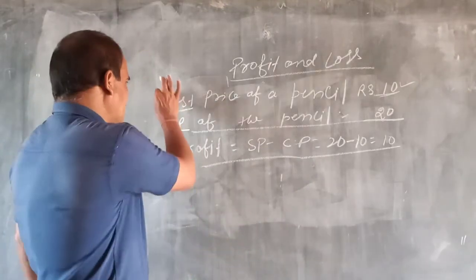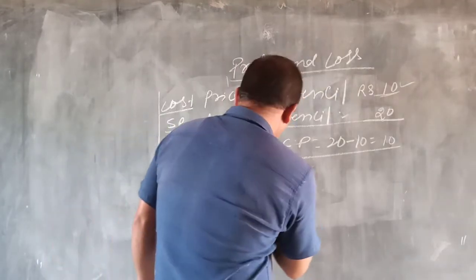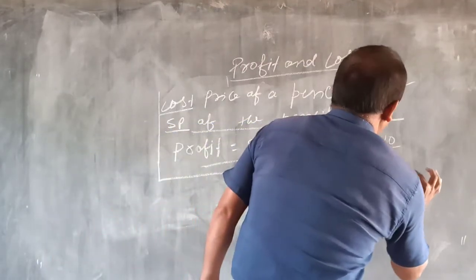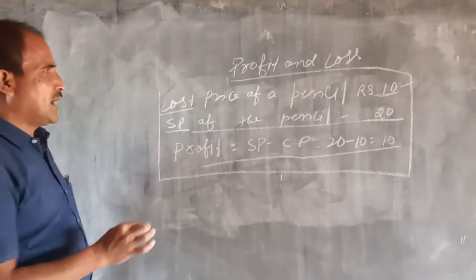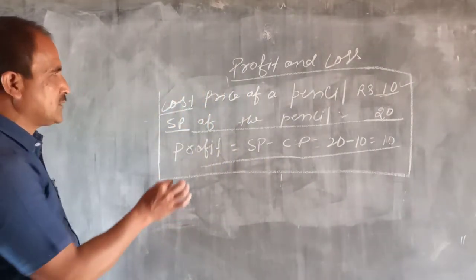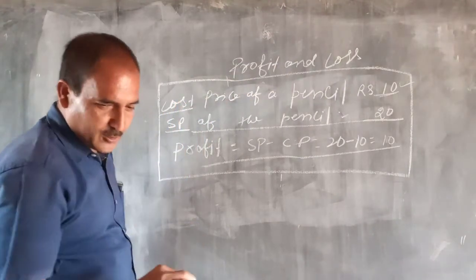Anywhere, anytime. All the formulas you have understood, and I have written them on the blackboard. You have to write them down, understand and remember them. This is the way you calculate profit and loss.